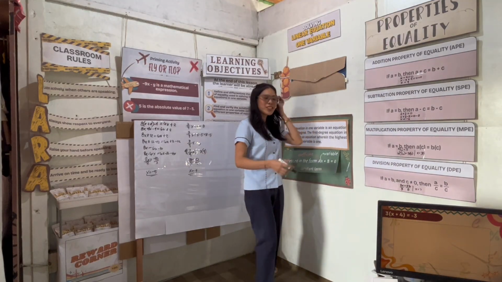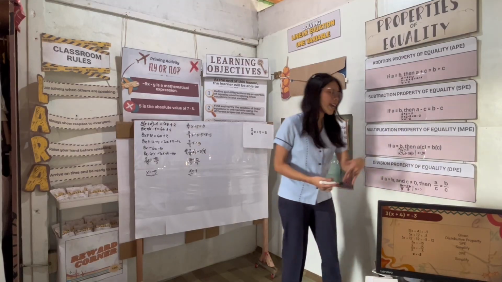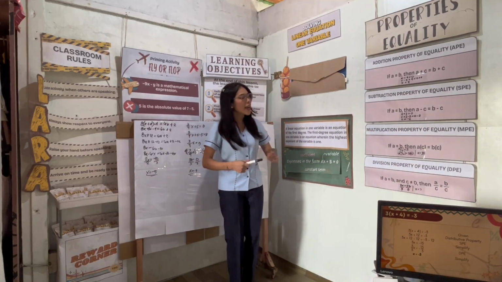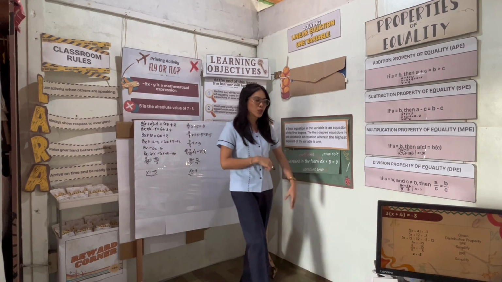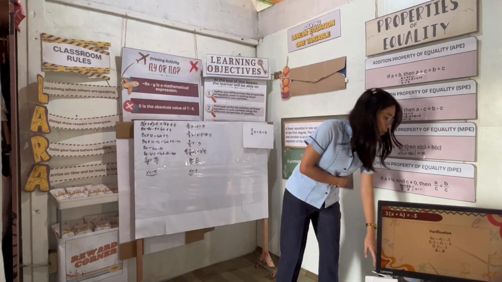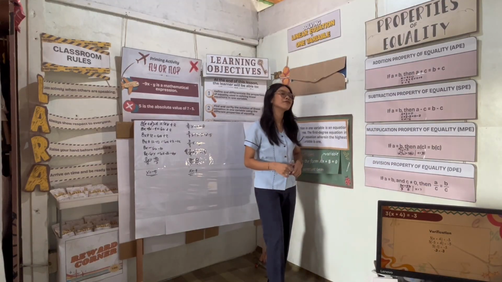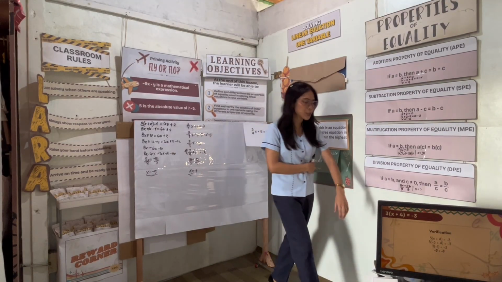Yes, you have answered that. What is your answer? Negative 5. Let us check. Okay, by using distributive property, SPE and DPE, we will have an x which is equal to negative 5. And by substituting it back to the equation, we will have a true statement of negative 3 is equal to negative 3. Therefore, the number is the solution of the equation.